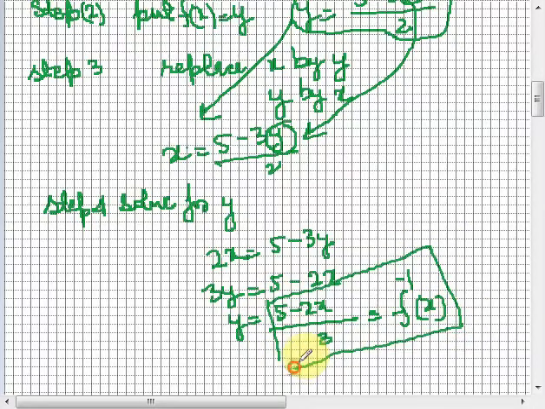Now you can check, our original function was (5 minus 3x) upon 2. Here 2 was in division, now 2 is coming in the multiplication. 3 was in the multiplication of x, now 3 is coming in the division of x. So it looks like the answer is correct.